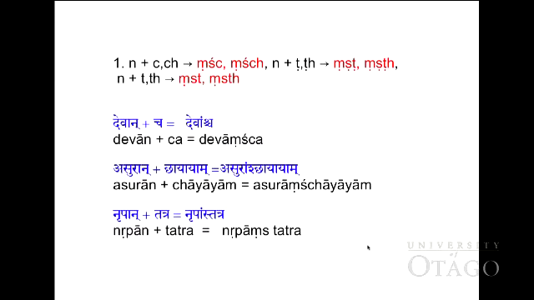The first one, n followed by ch, so change n to ṁś, ch. n followed by ṭh, so change to ṁṣ, ṭh, and n followed by th will be ṁs, th. Let's see examples. Devān plus ca will be devāṁś ca. Asurān ca yāyām, so it will be asurāṁś ca yāyām. Nalān tatra will be nalāṁs tatra. These are the examples for the first rule.